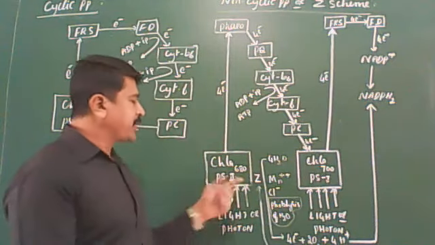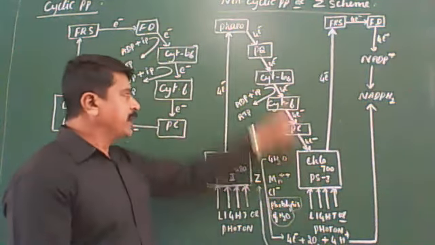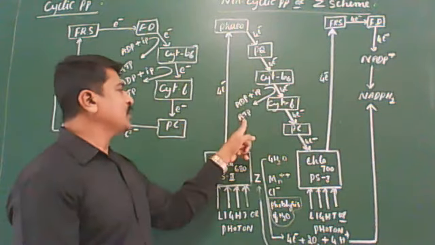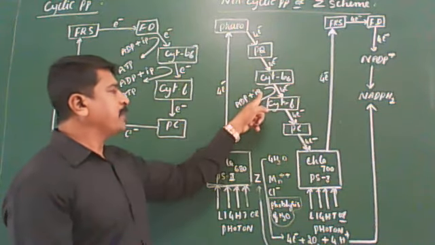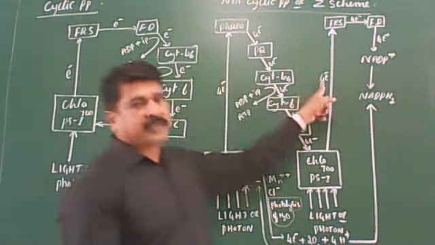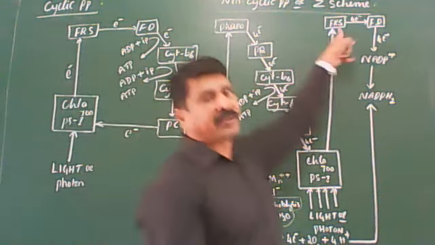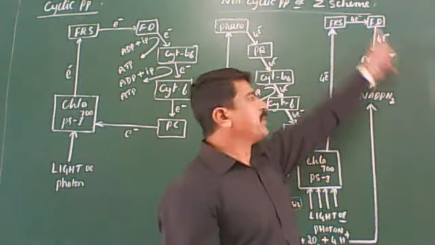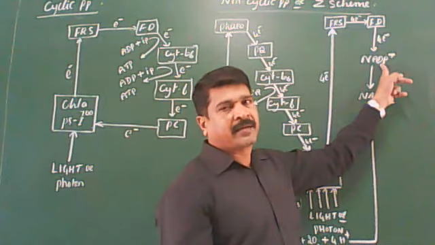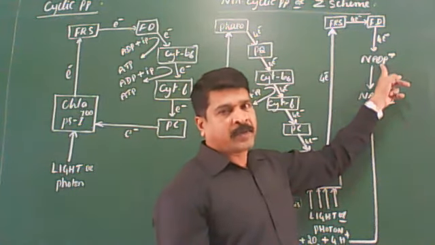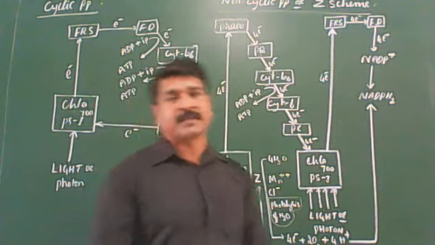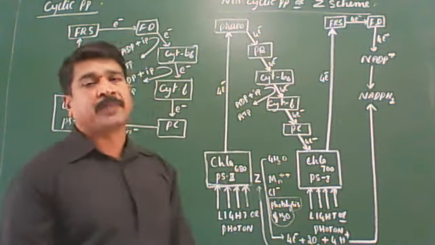During transfer of electrons from PS2 to PS1, energy is liberated between cytochrome B6 and cytochrome F. That energy is used for the formation of ATP from ADP and inorganic phosphate. I think it is very clear for you. Then, the ejected electrons from PS1 are accepted by FRS and FD. Finally, from the FD, electrons are accepted by NADP plus. As I said, this is the final electron acceptor in non-cyclic photophosphorylation. After accepting the electrons, it combines with protons released during photolysis of water and is reduced to NADPH2.